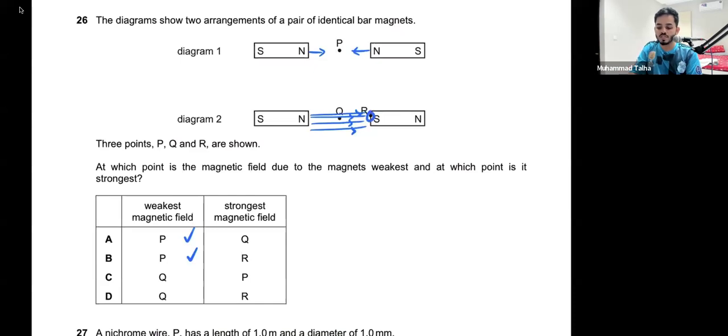These are still some distance away from both of these magnets, but R is literally on the magnet. So it would have the closest field line. So the field would be strongest at R. All right, that's the answer to this one.